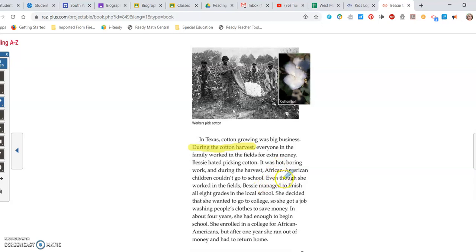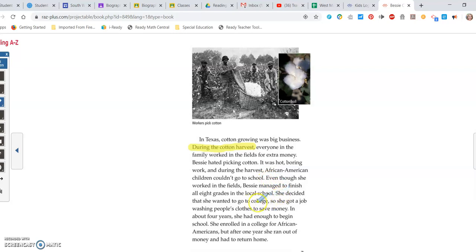It says, even though she worked in the fields, Bessie managed to finish all 8 grades in the local school. So she must have been a really hard worker and determined to finish her schooling if she was working on the cotton fields and going to school.